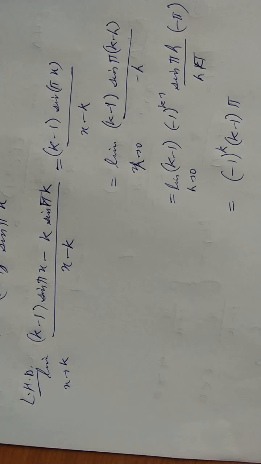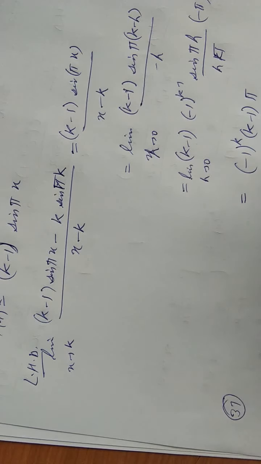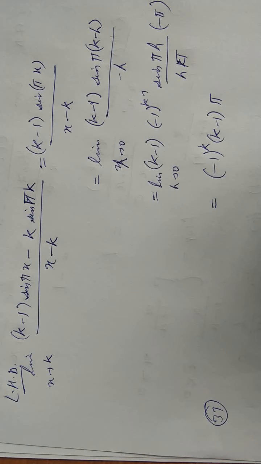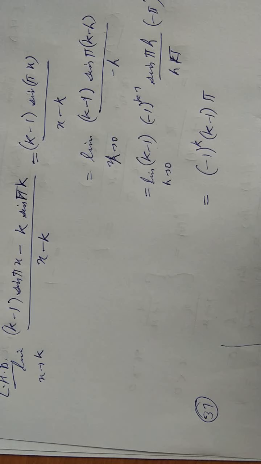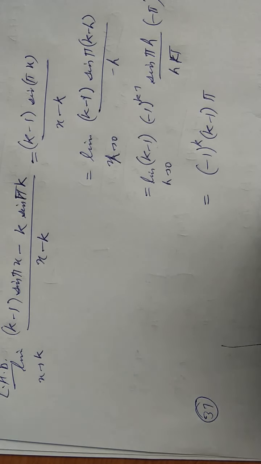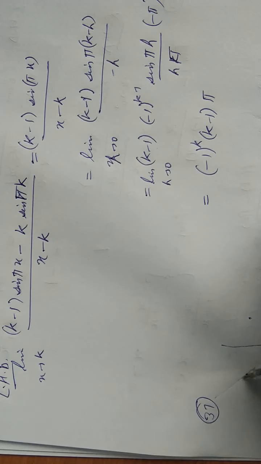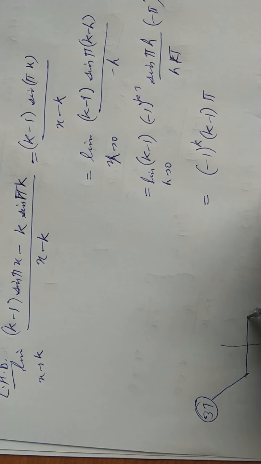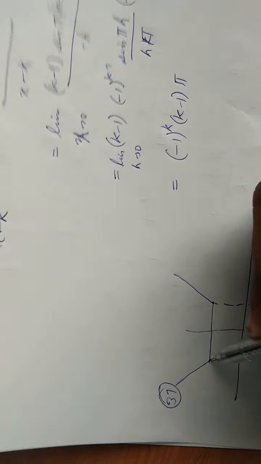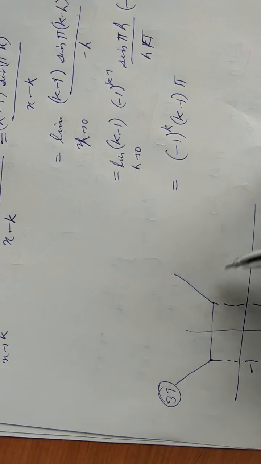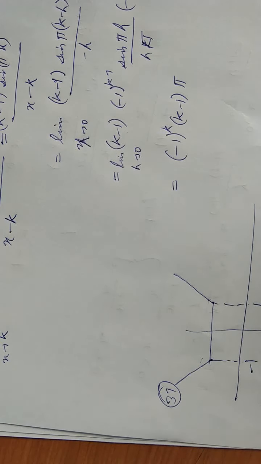Moving on to the next question, question number 37. I think we have already done this question. Let's draw the graph of this one. The graph goes like this. It's a tub shaped graph. We can clearly see that the function is not differentiable at 1 and minus 1, but it is continuous everywhere.